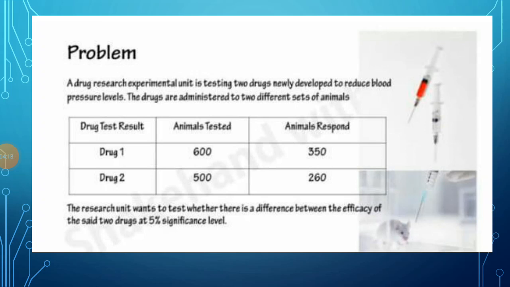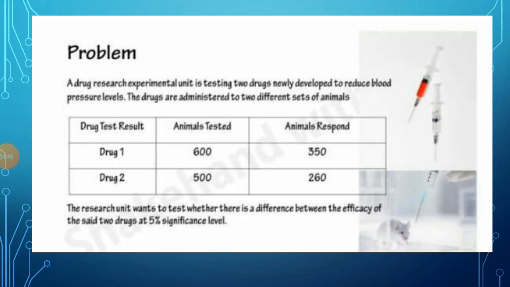The research unit wants to test whether there is a difference between the efficacy of the two drugs at 5% significance level. Efficacy implies the effectiveness of a drug for medical treatment. Hence, for the problem, can we conclude that the effectiveness of the two drugs is different at 5% significance level.